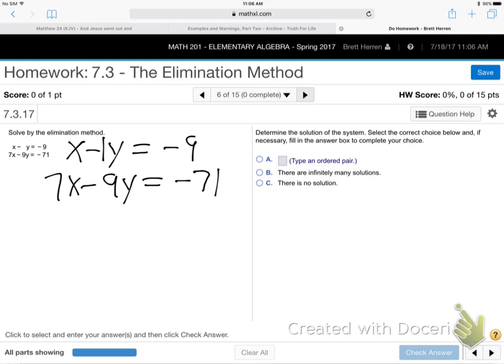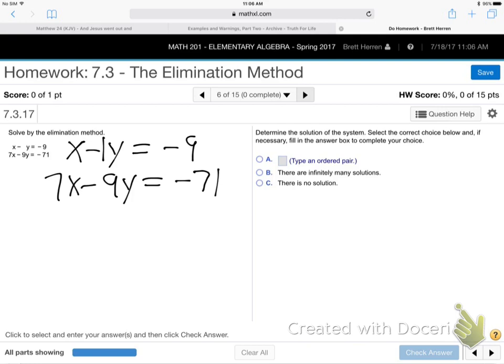So right now it's a minus 1y. So what are you going to multiply that top equation by to make that y into a positive 9? Because that's the opposite of the minus 9y. So what do you have to multiply the negative 1 that's currently there by to make that positive 9y? You have to multiply by negative 9.